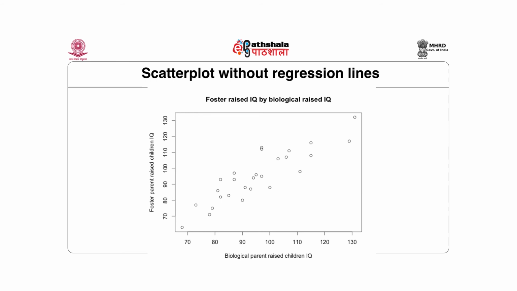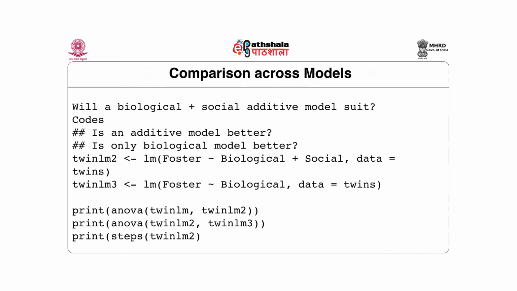But what we are now interested in is to see whether a linear model fits better or whether an interaction model fits better. So what is a linear model? The linear model is just a sum of the biological and social, and the interaction model is biological, social plus the interaction. And we make these comparisons by using the ANOVA, twin LM, twin LM2, and followed by the steps.